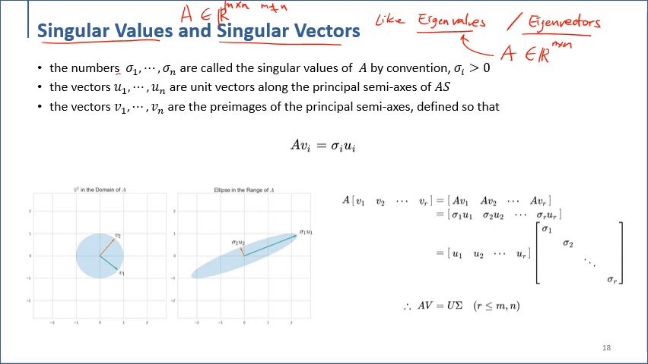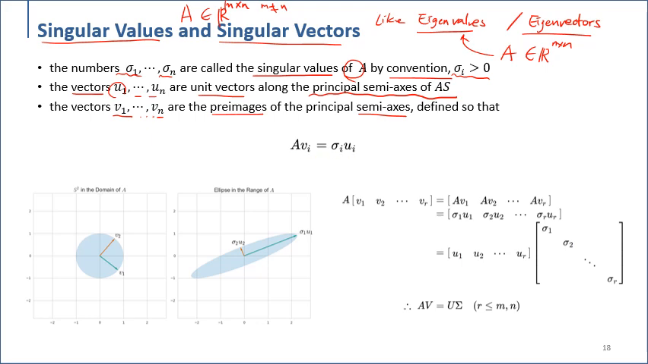So the numbers sigma 1, sigma 2, up to sigma n are called the singular values of A by convention, and sigma i should be larger than 0. The vectors u1, u2, up to un are unit vectors along the principal semi-axes of AS, and the vectors v1, v2, up to vn are the preimages of the principal semi-axes, defined so that Avi is equal to sigma i ui.